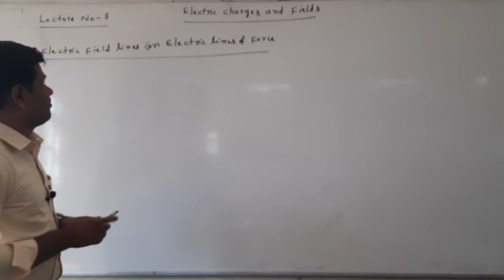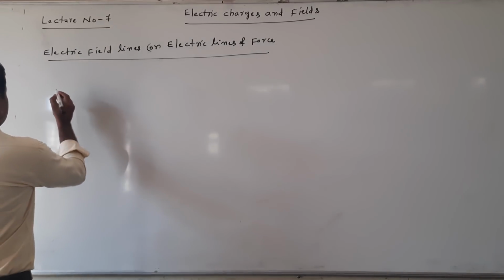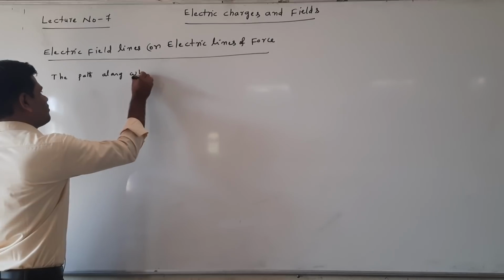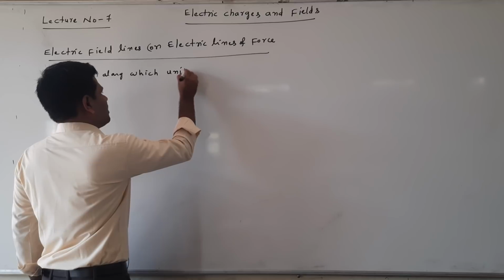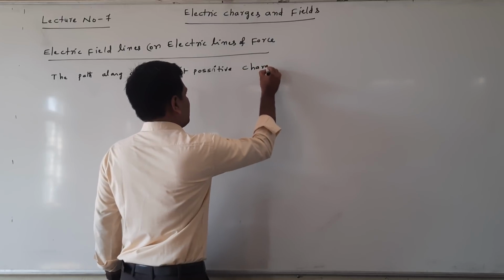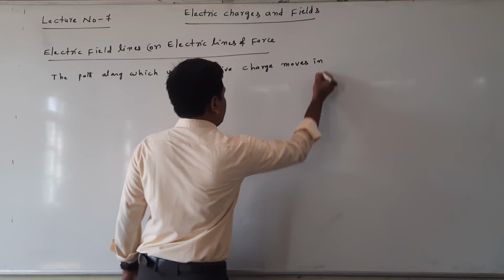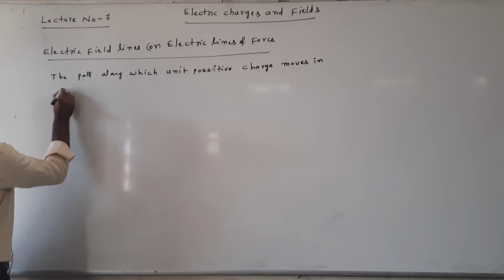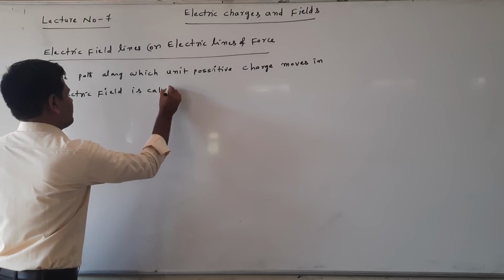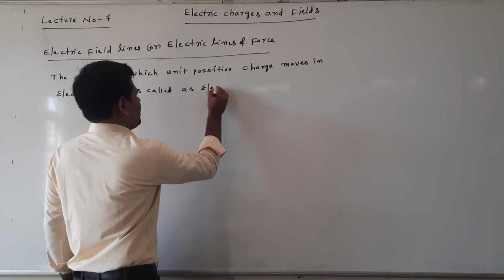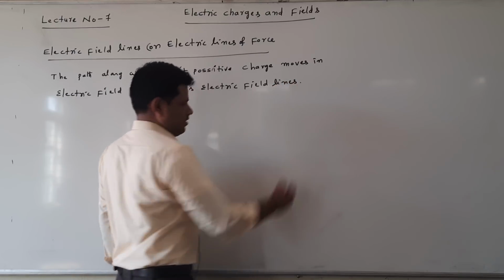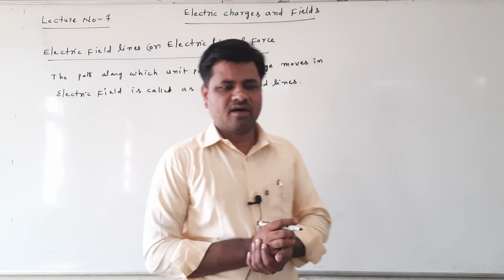What is the definition of electric field lines or electric lines of force? The path along which a unit positive charge moves in an electric field is called electric field lines or electric lines of force. This is the definition of the electric field lines or electric lines of force.